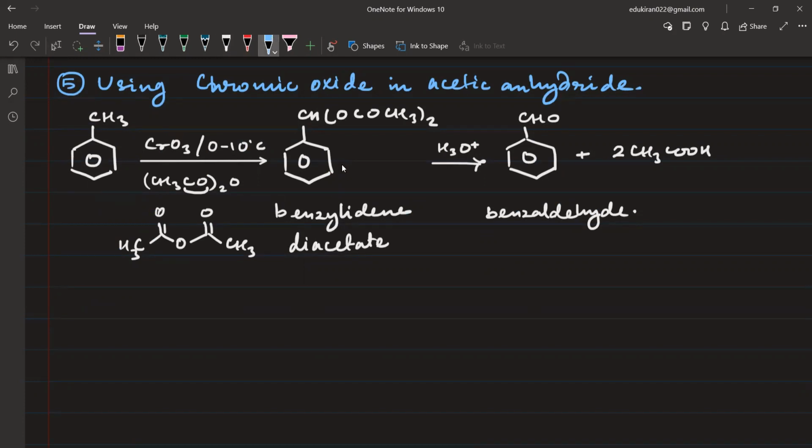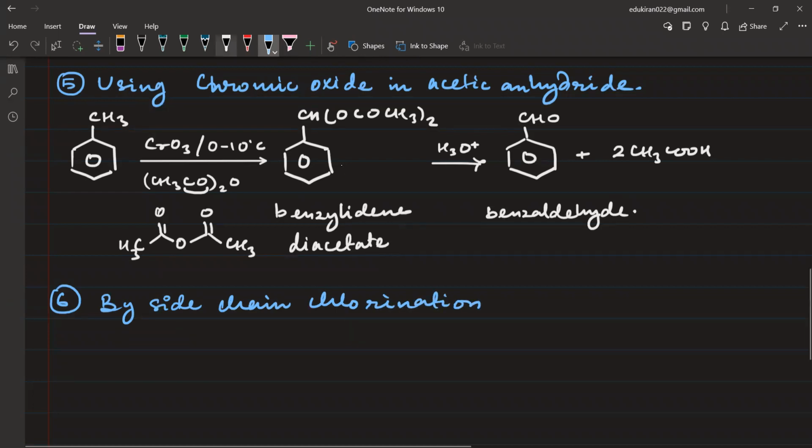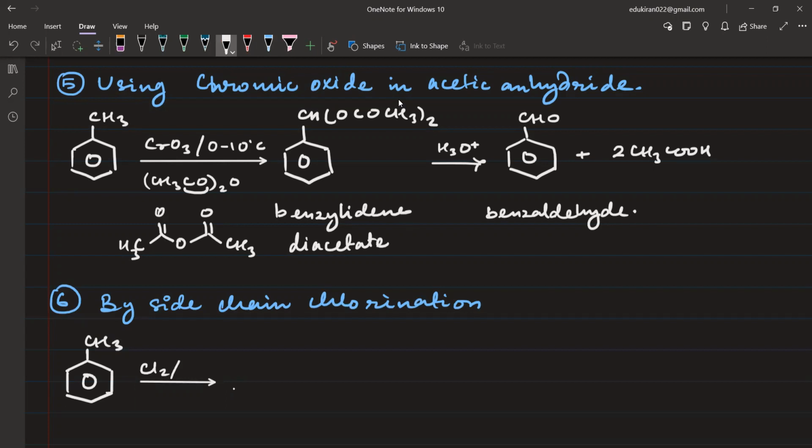Now, similar to this one is the sixth reaction. In the sixth reaction, we use side chain chlorination. In side chain chlorination, we take again methylbenzene, toluene. Now, since CH3 is an sp3 hybridized carbon atom, it is going to give reactions of alkane. And hence we can do chlorination, Cl2 in the presence of h nu.